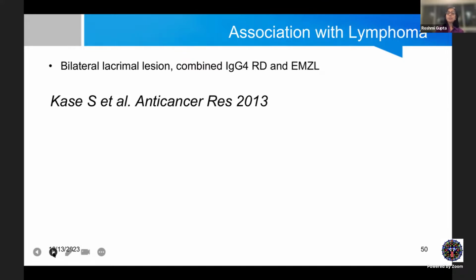But also worrisome about IgG4-related disease are the reports that there can be a combination of IgG4-related disease and extranodal marginal zone lymphomas.